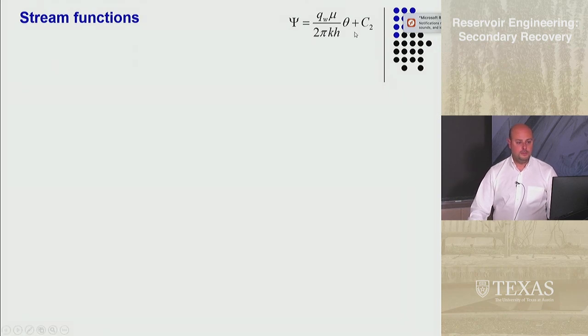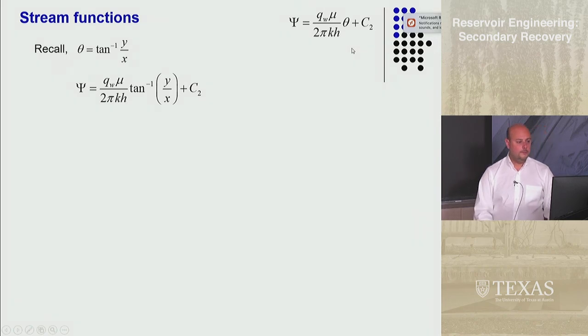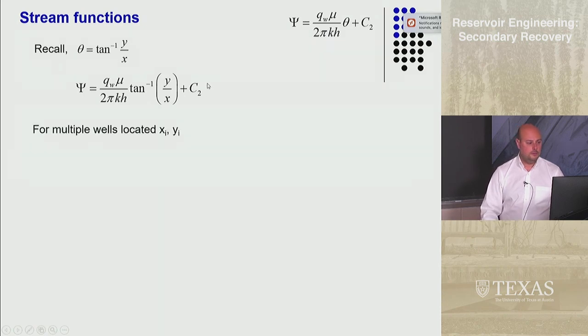Okay, so this is my equation over here now. We still don't know C2, and again, like potential, you're going to need another piece of information to know that, but we might not necessarily need it. Recall that the angle theta is the inverse tangent of y over x. So now we're kind of going back into Cartesian coordinates. So here is my C1. I've replaced theta with the inverse tangent of y over x plus C2. That's for a single well.